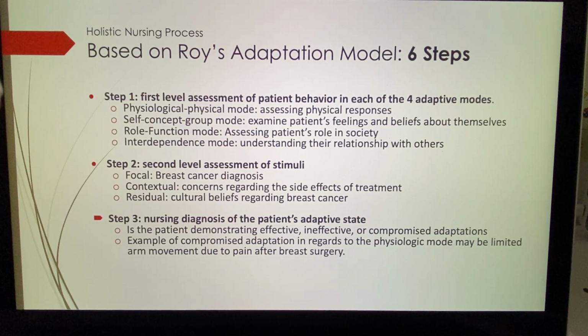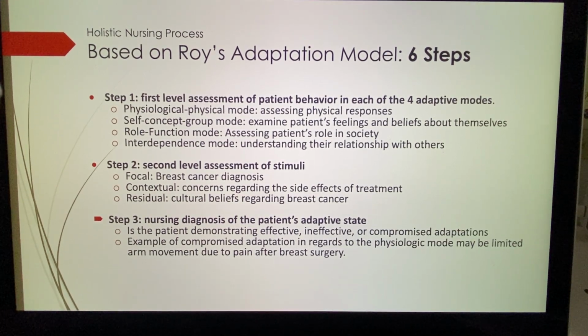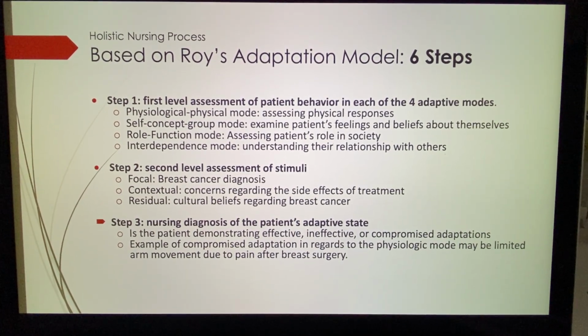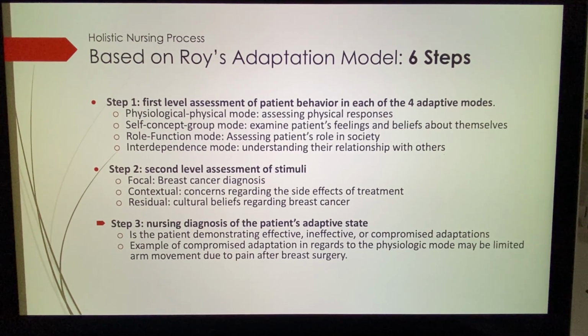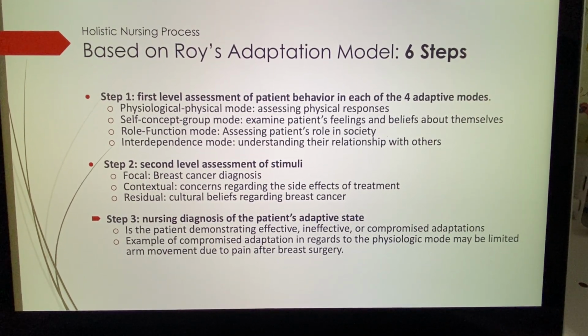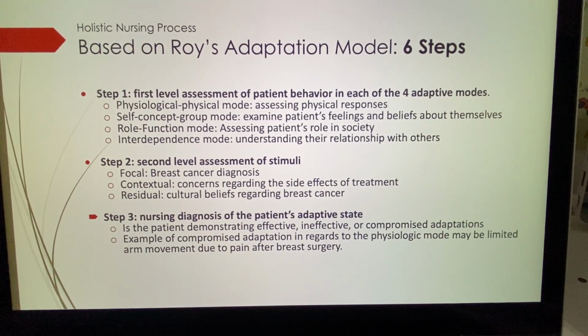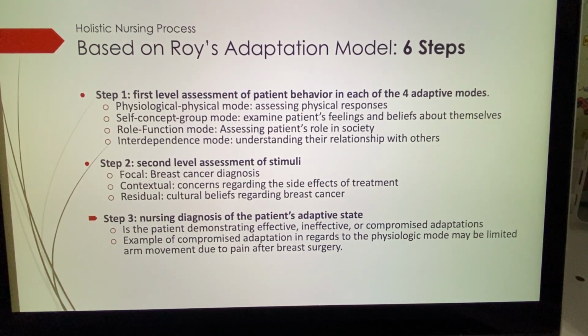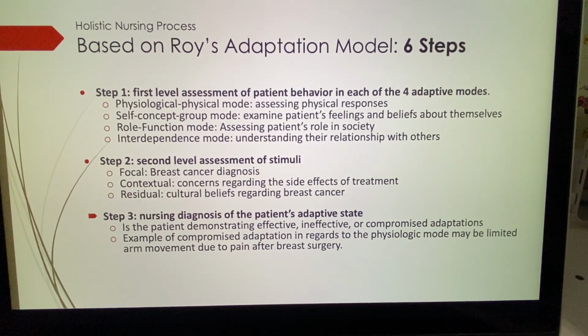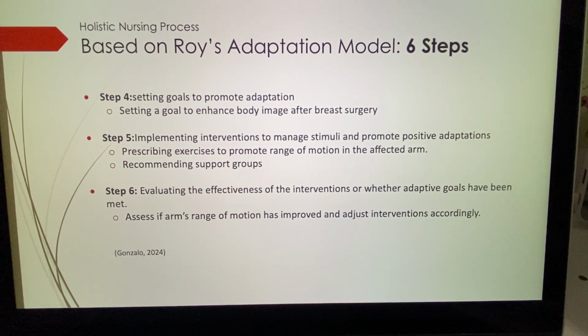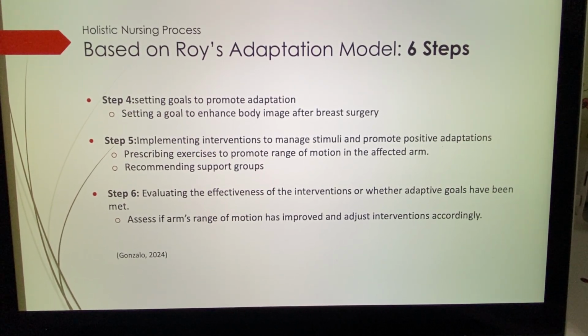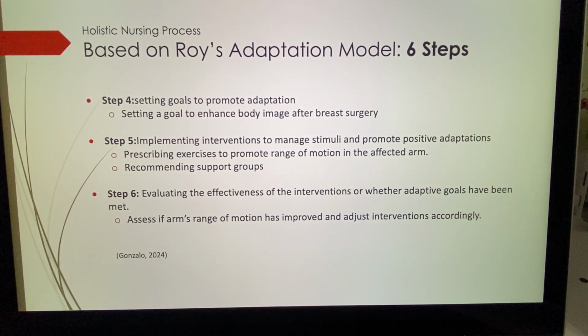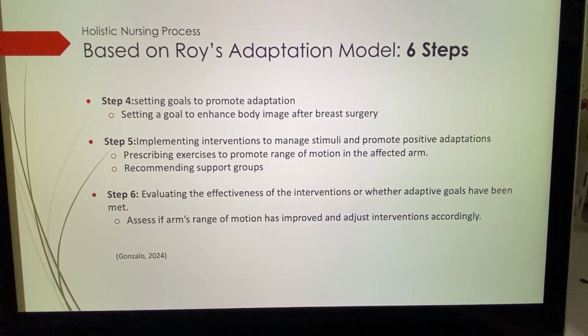Step three is nursing diagnosis of the patient's adaptive state. This is the patient demonstrating effective, ineffective, or compromised adaptations. The example of a compromised adaptation in regards to the physiologic mode may be limited arm movement due to pain after breast surgery. Step four is setting goals to promote adaptation. So for example, setting a goal to enhance body image after breast surgery.